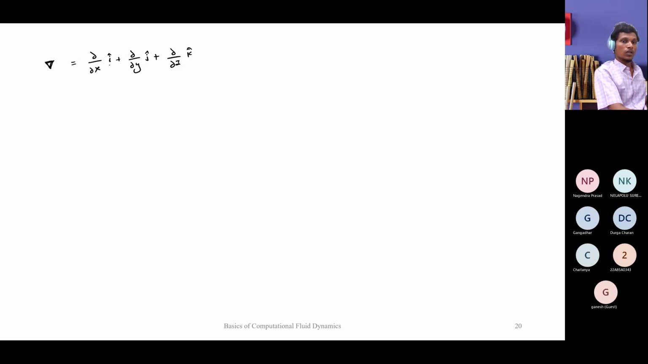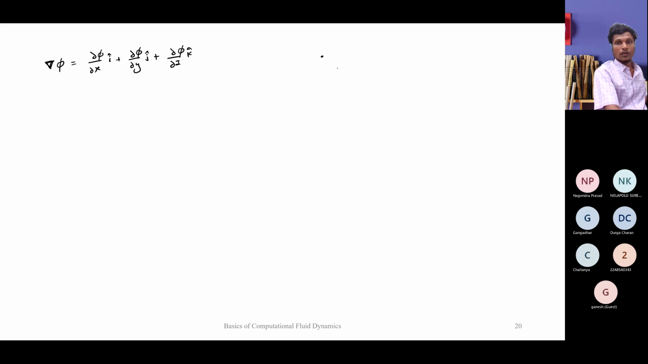Just remember that it is a nabla, then its operation is the partial derivative of some variable, whatever you're using. Suppose your variable is pi, some variable in the flow field or whatever it is, then you just substitute all your pi here. So we are just doing the partial derivative of this pi in the i direction, and in the j direction with respect to y, and k direction with respect to z. Let me tell you what we are doing.